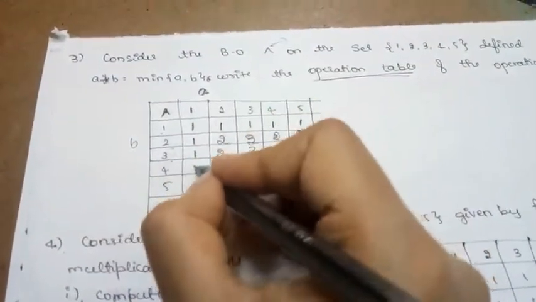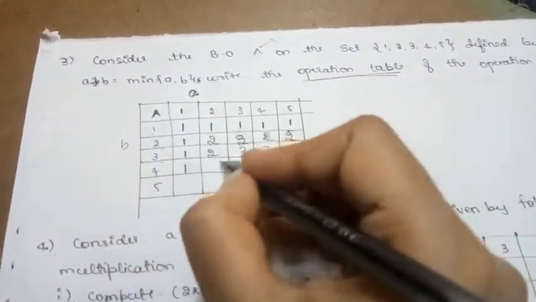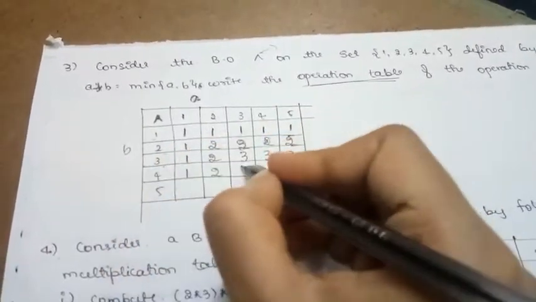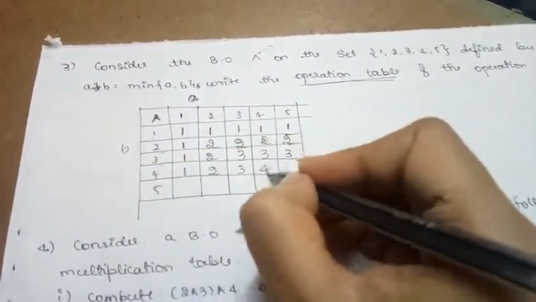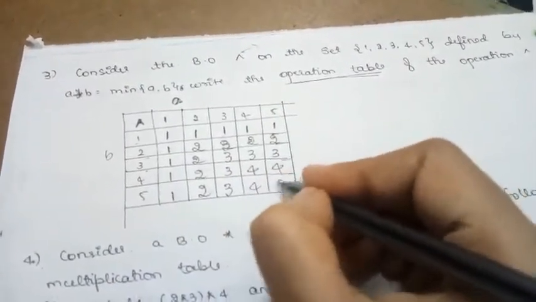Here 1 and 4, minimum is 1. 2 and 4, minimum is 2. 3 and 4, minimum is 3. 4 and 4, minimum is 4. 4 and 5, minimum is 4. Here 1 and 5, minimum is 1. 2 and 5, minimum is 2. 3 and 5, minimum is 3. 4 and 5, minimum is 4. 5 and 5, minimum is 5.